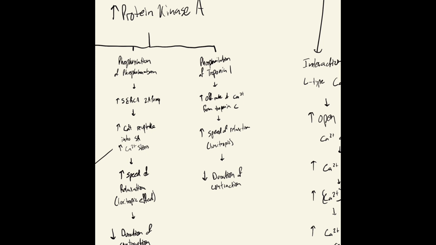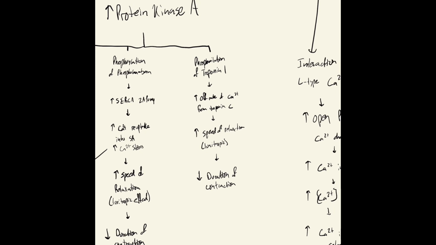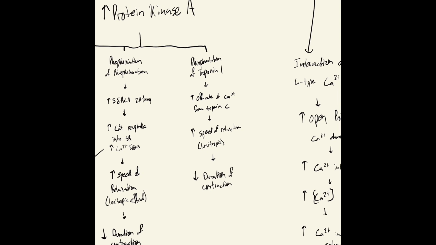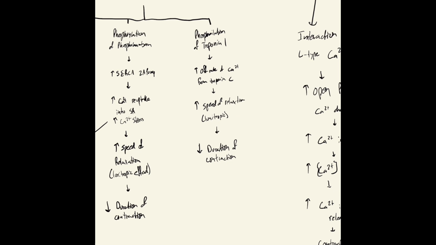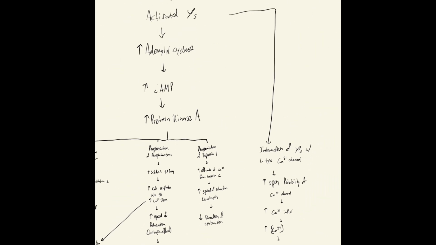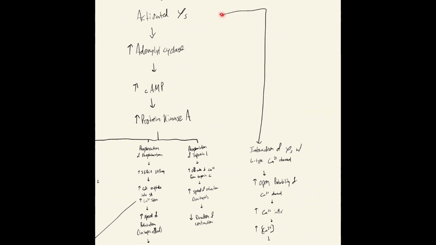And then finally, for the phosphorylation, if we phosphorylate troponin I, we increase the rate of calcium release from troponin C, which will then speed up the relaxation again, which is that same lusitropic effect, and that will decrease the contraction. And if we go back up here where we activated that alpha subunit, there's this second option that happens.